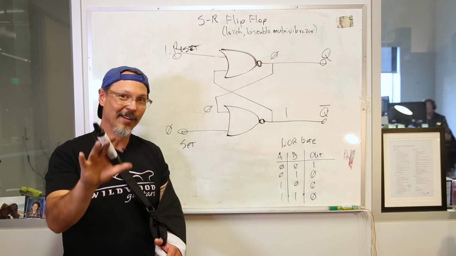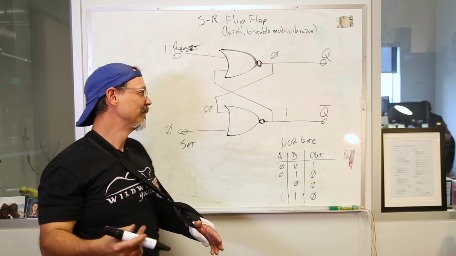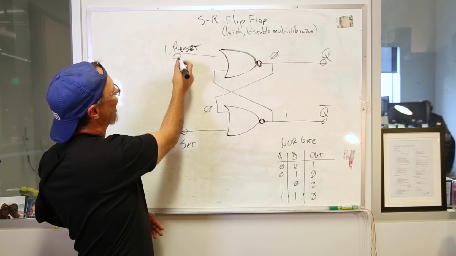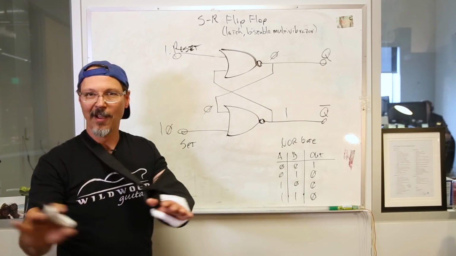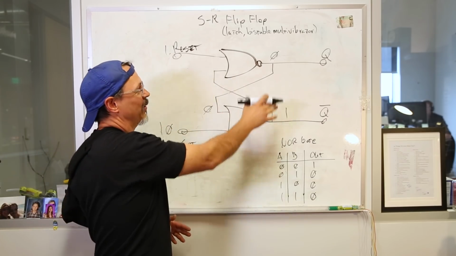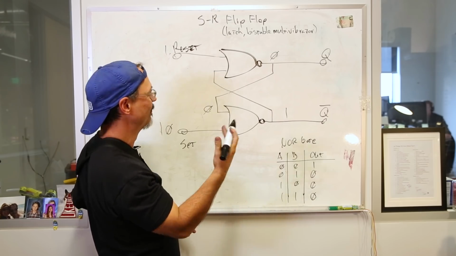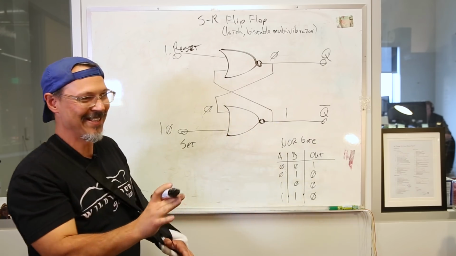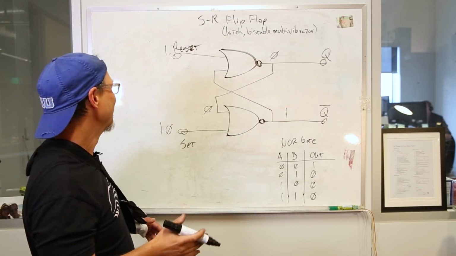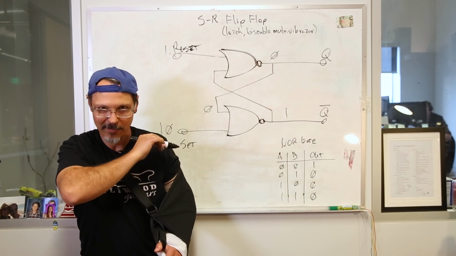Now, one thing about a set-reset latch, you can't have both of these inputs high. Not allowed. Why? Because the output becomes unpredictable. So you will always see this, not allowed. So that's a set-reset latch.